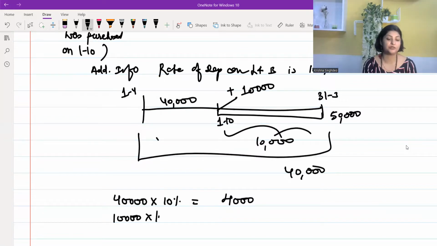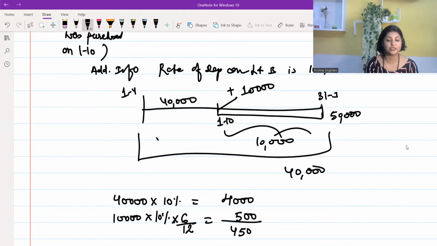So here I am going to charge depreciation at the rate of 10%, and I am going to take proportionate basis, means 6 months divided by 12 months. I am going to do half. So this is going to be 500 rupees. So my amount of depreciation is how much? My amount of depreciation is going to come as 4,500.